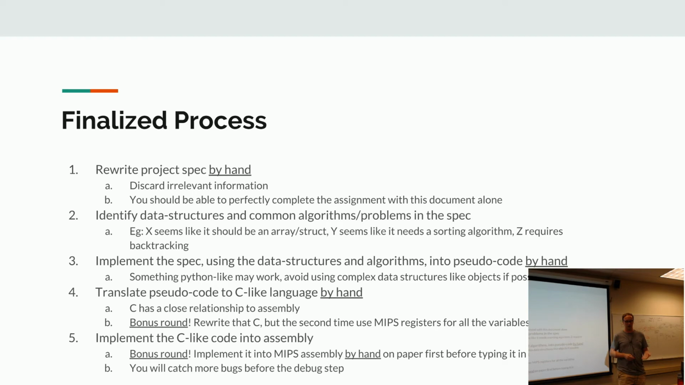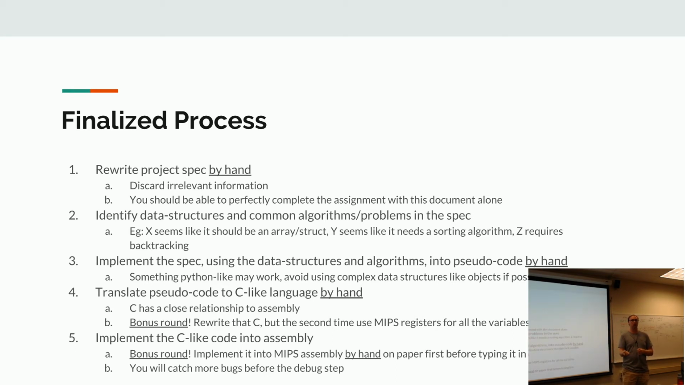Identify the data structures and algorithms. That's simple. You've probably learned about whatever structures you're going to be working with, so it's relatively fresh in your head. Then you implement the spec in some kind of pseudocode language. I always used a Python-like language because it's what I was comfortable with, but you can use whatever you want. One thing I found really important is to translate the pseudocode you write into C, because assembly has a very close relation to C, so if you can write it in C, it's much easier to put into assembly.